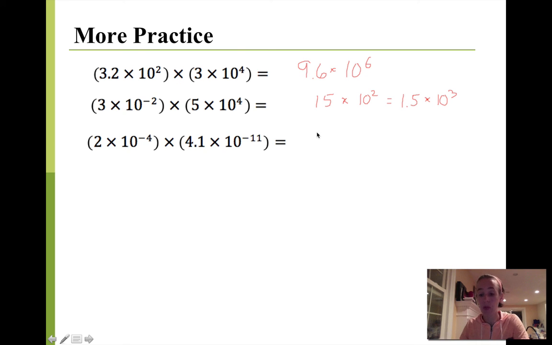2 times 4.1, that gives us 8.2. And adding my exponents, times 10 to the -15th, really small number. And one last division, let's do this one together. 9 divided by 2 is 4.5, and our exponents are now subtracted, so 10 to the 4th.